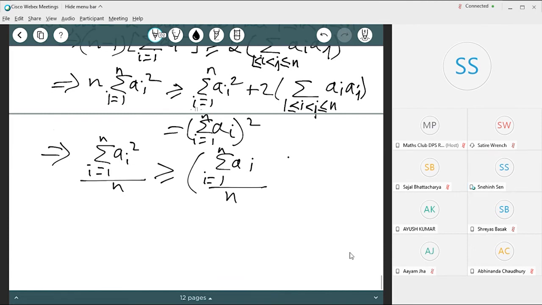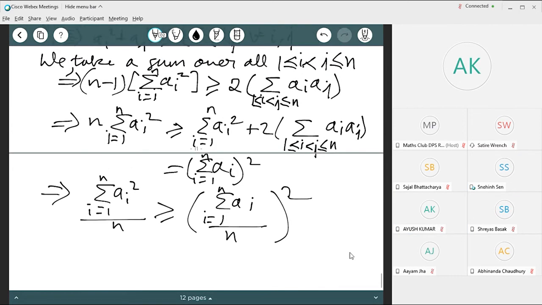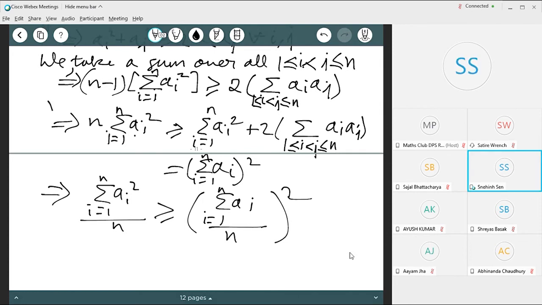by n. Sorry, I couldn't follow from that. You change it to n into ai whole square. Is this implication clear? After that line, I could not understand. Okay, this line is clear, right?